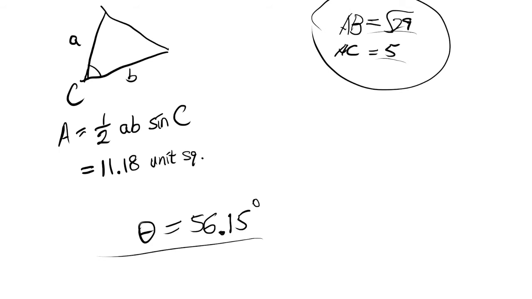Now for part 2, we want to verify that 4i take 3j plus 10k is normal to a plane ABC. So let's have a try.